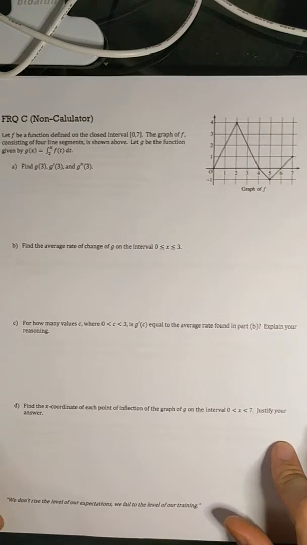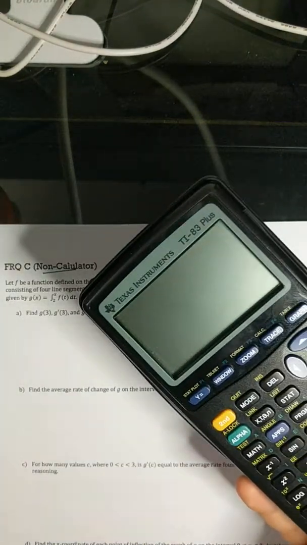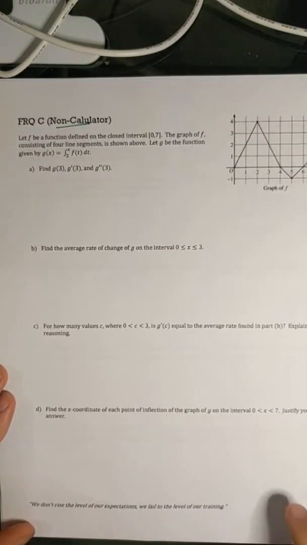All right, here we go. FRQ Part C. Note, non-calculator. So take your calculator, put it to the side. Not allowed to use it here. Got to do all this math on paper or in your head. So here we go. Make sure that's in view.